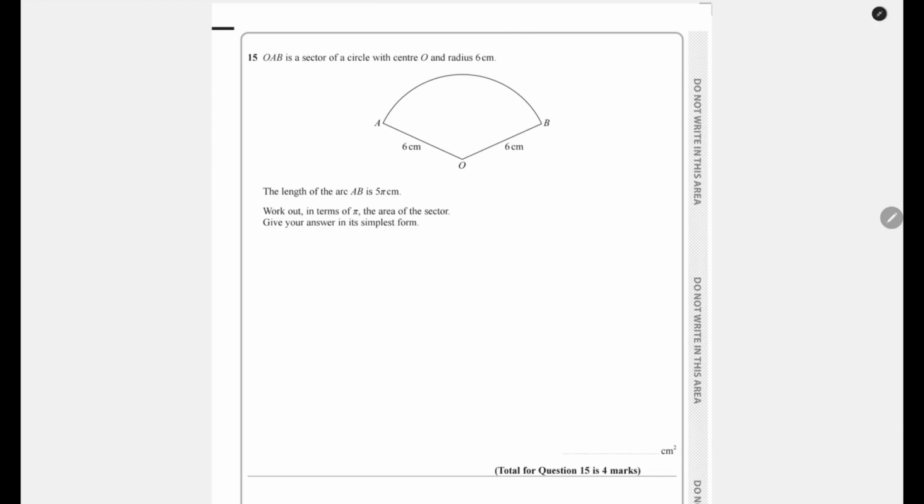Well, we know that the length of a sector is equal to theta, which is this internal angle here, over 2 pi, multiplied by 2 pi r. We know that the length of the sector is 5 pi. We don't know theta, that's what we're trying to work out. 2 pi is just 2 pi, multiplied by the 2 pi, multiplied by r, which is 6.